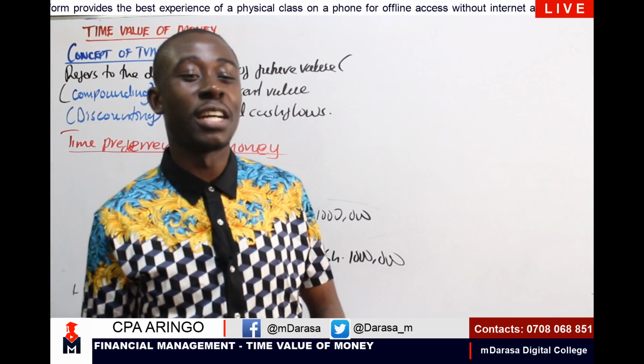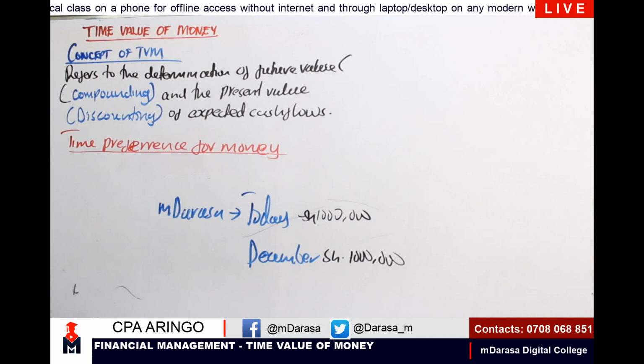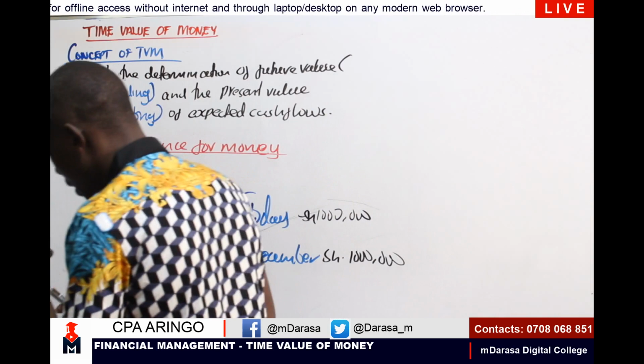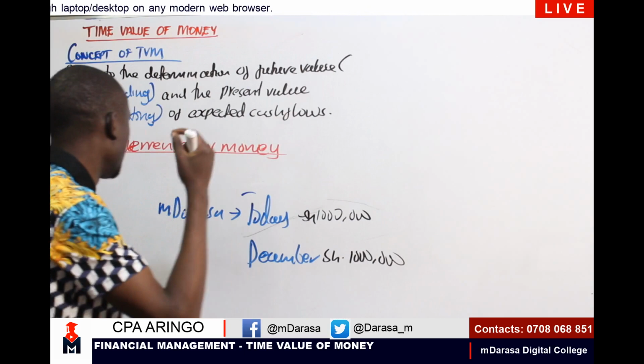Don't confuse it with time value of money. We've looked at what time value of money entails. Now we are talking of time preference for money. So anytime you're talking about time preference for money, my good students, it is the desire to have money today rather than in future. The desire of having money today rather than in future, that is what you are referring to as the time preference for money. Also a very key concept in finance.